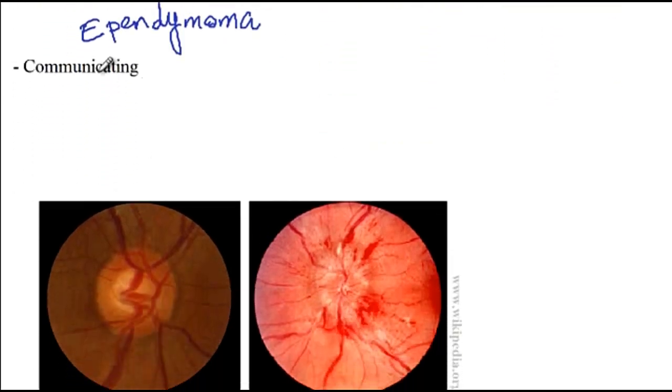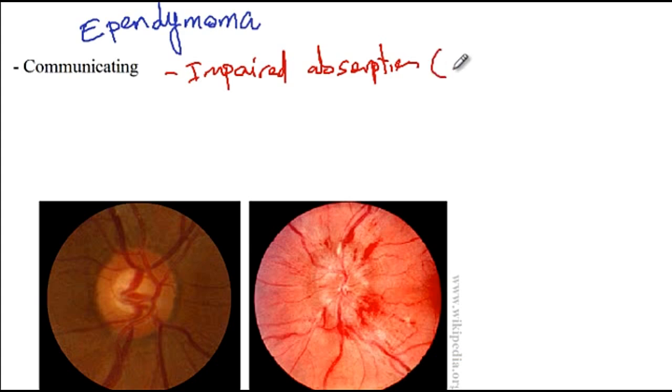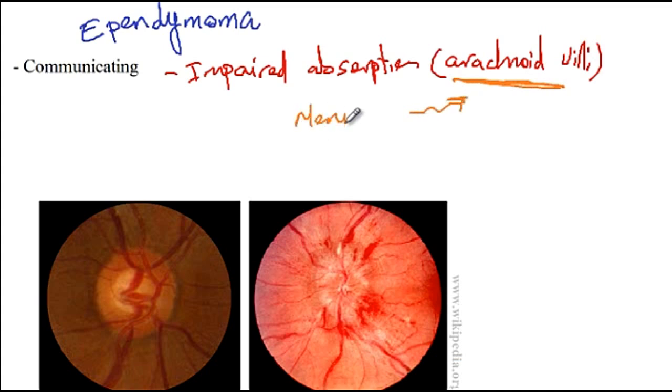The next condition is communicating hydrocephalus. So in this form of hydrocephalus, there is a normal communication between the cerebral ventricles. But now the problem is the impaired absorption of the cerebrospinal fluid from the arachnoid villi. And it's usually conditions that cause inflammation of the arachnoid villi, like for instance meningitis, that are the underlying cause of the communicating hydrocephalus.